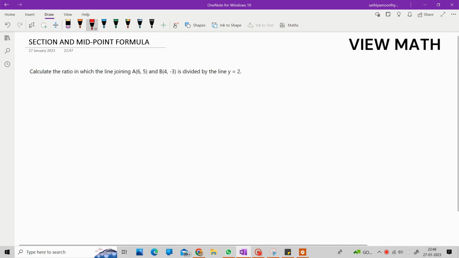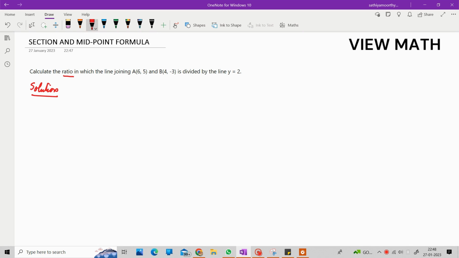Next problem, calculate the ratio in which the line joining A 6, 5 and B 4, minus 3 is divided by the line y is equal to 2. So what they're asking us to find out is the ratio m1 is to m2.